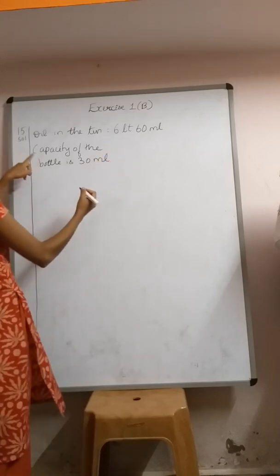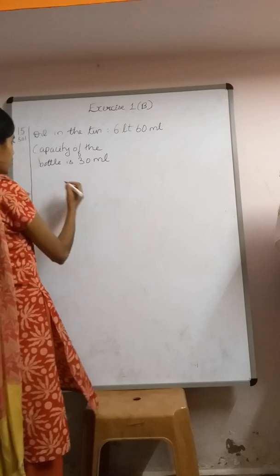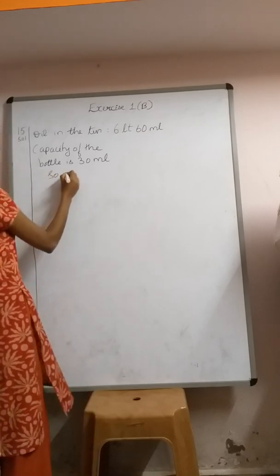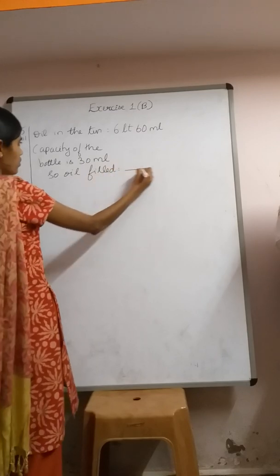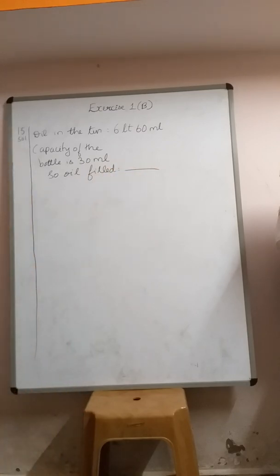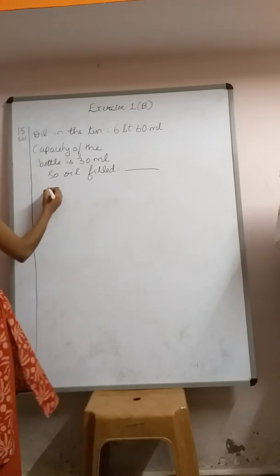Okay, the capacity of the bottle is 30 milliliter. So, oil filled equals to how much? If the capacity of the bottle is 30 milliliter, oil filled, so oil that can be filled equals to how much? So, let us write the solution.